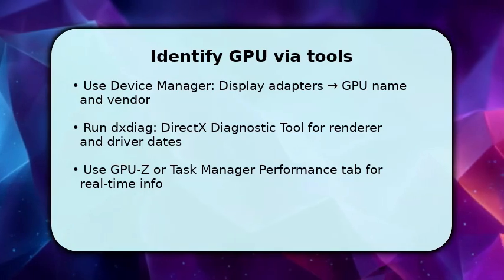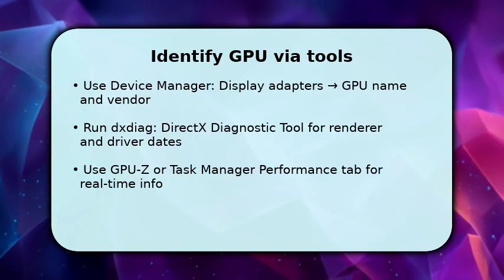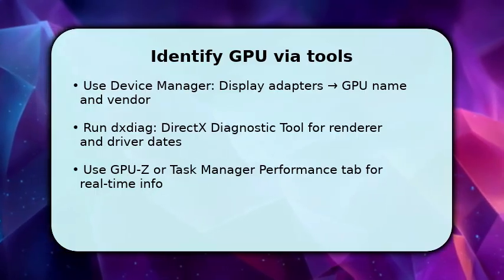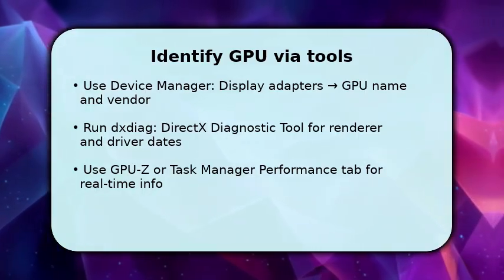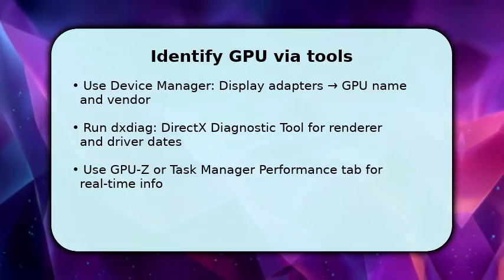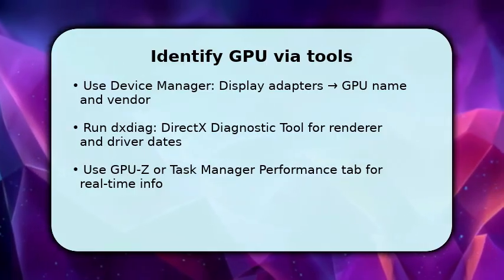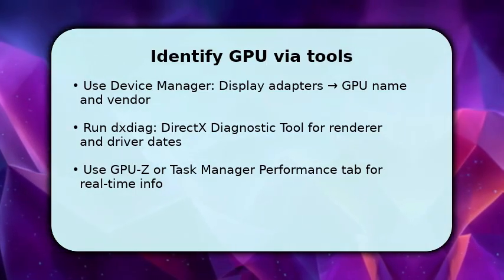Now you move to the identification phase. Open Device Manager and expand Display Adapters to see the basic GPU name. This gives vendor and model. Run dxdiag, Win+R > dxdiag, to confirm the renderer, driver versions, and manufacturer. Comparing driver dates helps determine OEM updates.